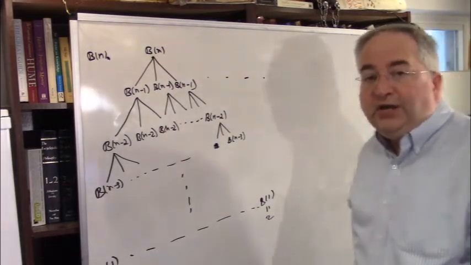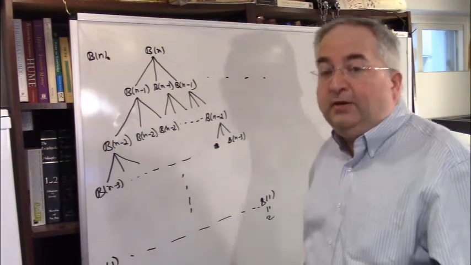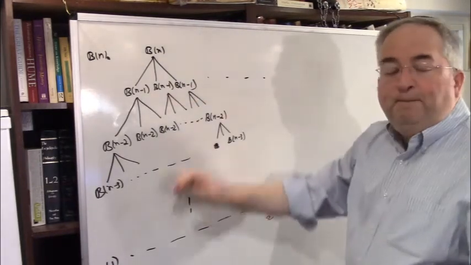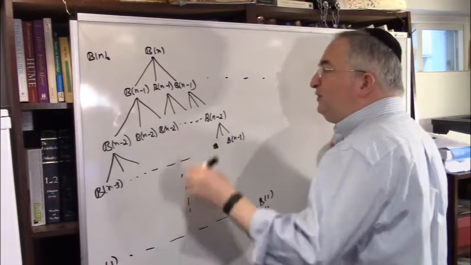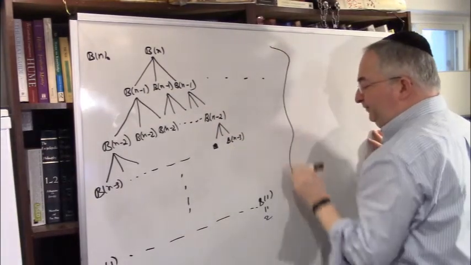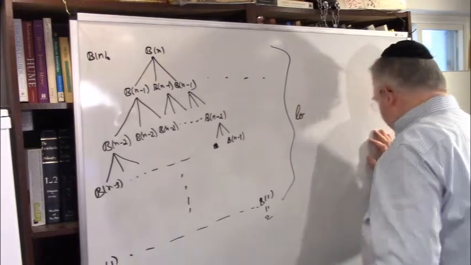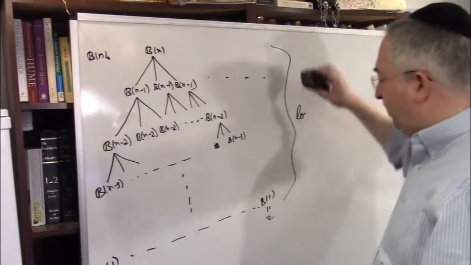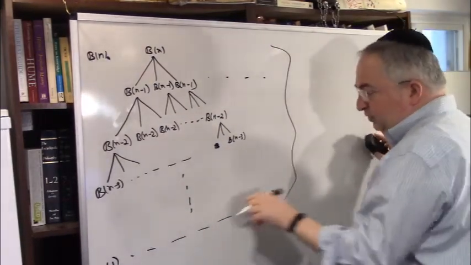So now we ask the following question. How many numbers are in the bottom layer? In order to solve that, we have to solve how big is the tree. So let's go through it. First of all, how tall is the tree? The answer is the height of the tree is really length n. You go all the way, well, maybe n minus 1. Sorry, n minus 1, because you go till B of 1.